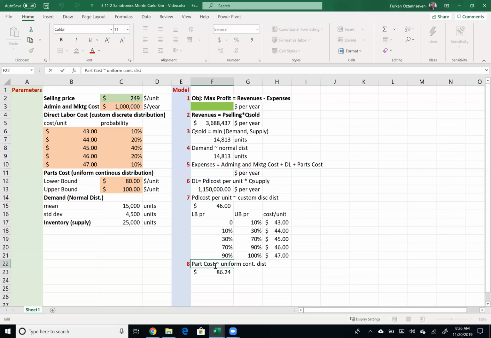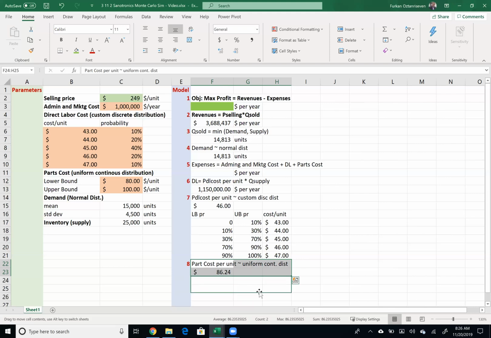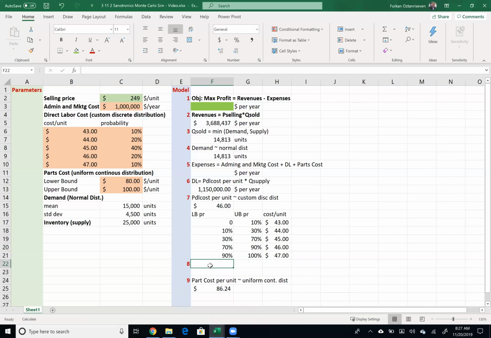Maybe I should do this per unit. However, I don't want per unit. Maybe I should drag this one down a little bit. It's an extra step. So I would like to have parts cost total per year, so this is going to be dollar per year. This is, by the way, per unit, and this is dollar per year. So I can calculate now that it costs me this much per unit times the quantity I produce, which is 25,000.